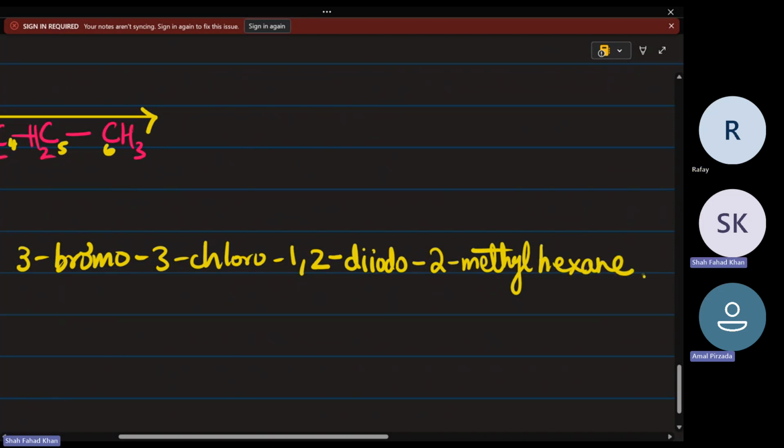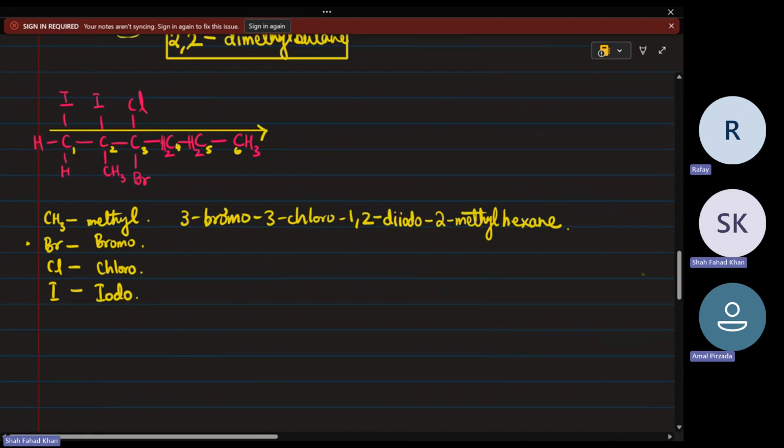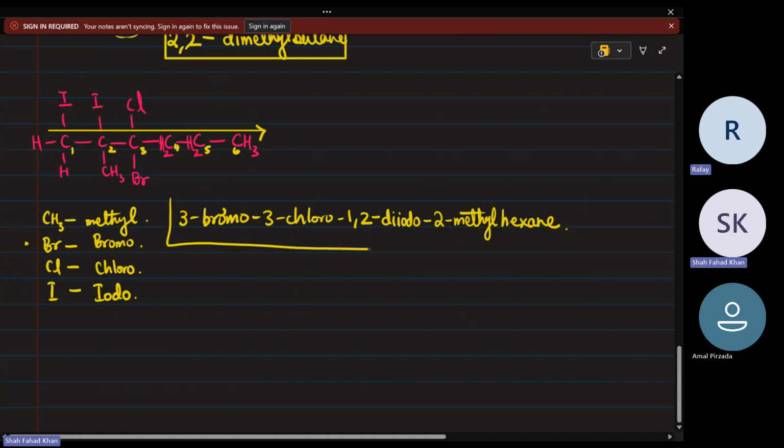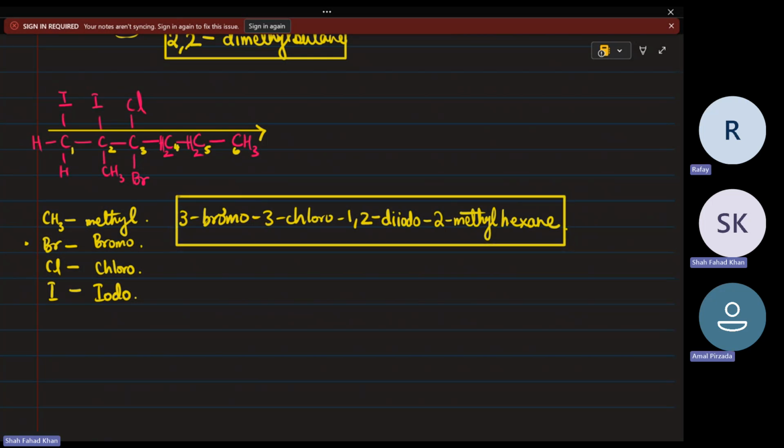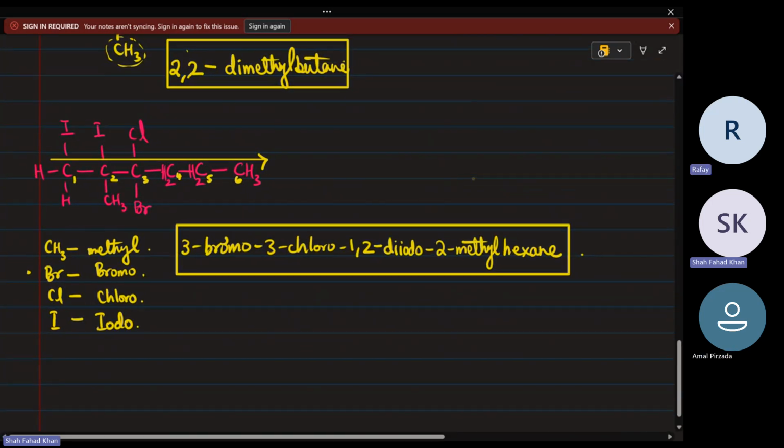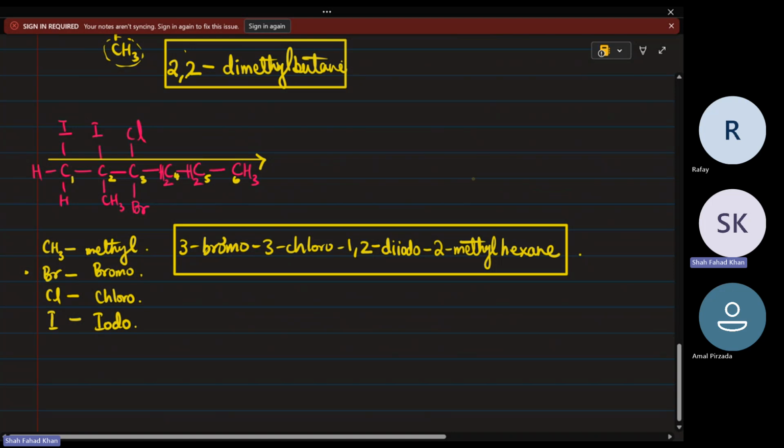Okay. So all we did was identify the longest chain and write down all the branches in alphabetical order with their numbers. It's not difficult at all. Even though the name looks so big and scary, it's not. It's just writing down the functional groups in alphabetical order with their positions.